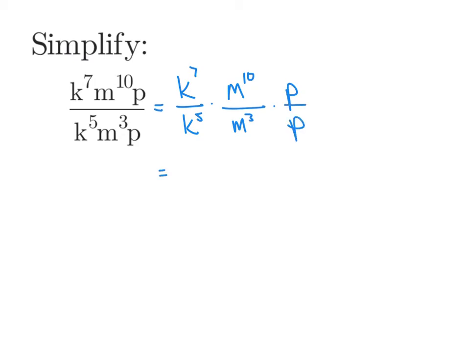Since we're dividing two powers with the same base, we're going to keep the base the same and subtract their powers. 7 minus 5 is 2. For the m's, 10 minus 3 is 7. And for the p's, well, we got p to the 1st and p to the 1st. 1 minus 1 is 0, but the numerator and the denominator are the same, so they're going to cancel, and that's the same as multiplying by 1. So our answer is k squared m to the 7th.